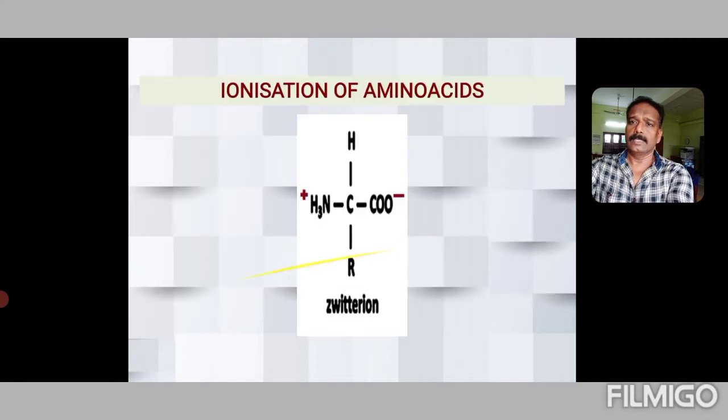Now, this amino acid can be ionized, which means both the amino group and the carboxylic acid group can be ionized, and in the ionized form both of them are ionized. It is called a Zwitter ion, or it is in the dipolar form. Let us see how amino acids are ionized and what the characteristics of ionization are.